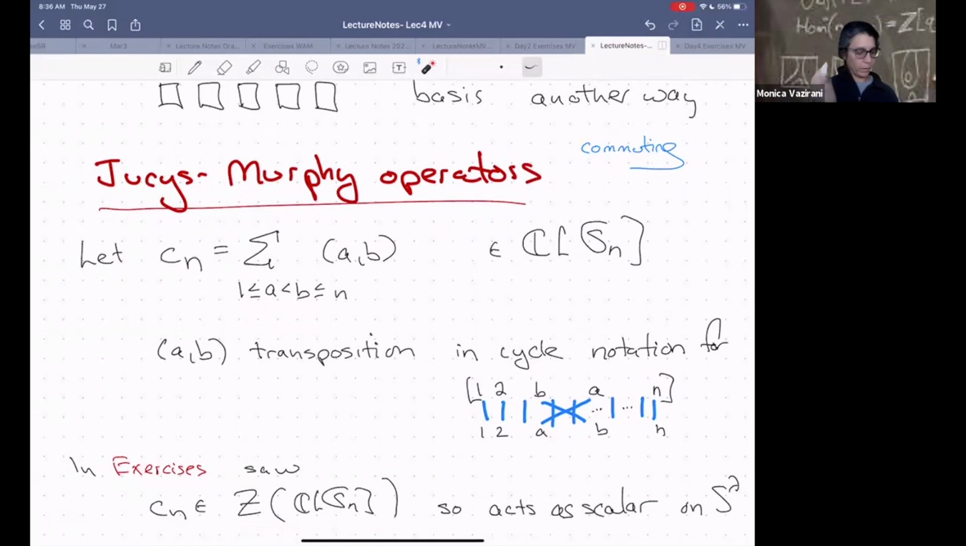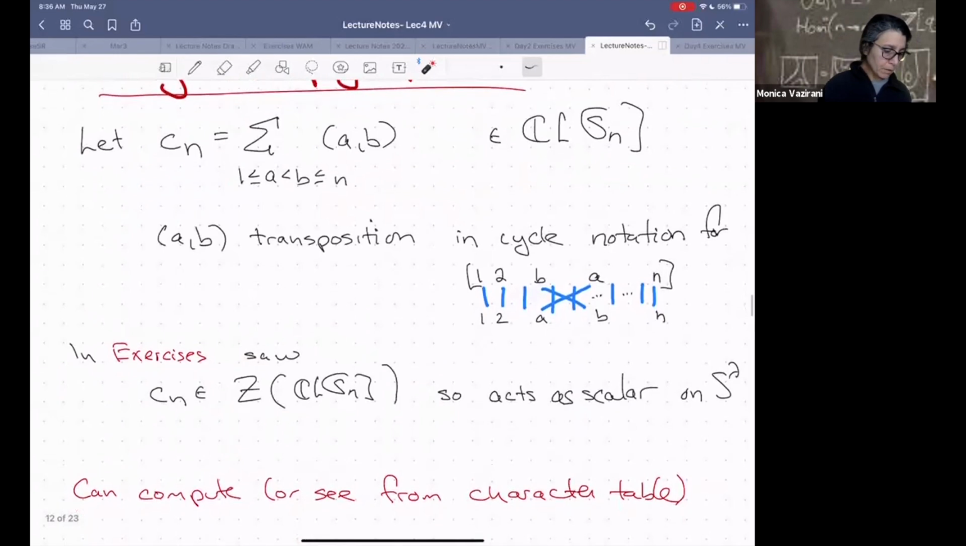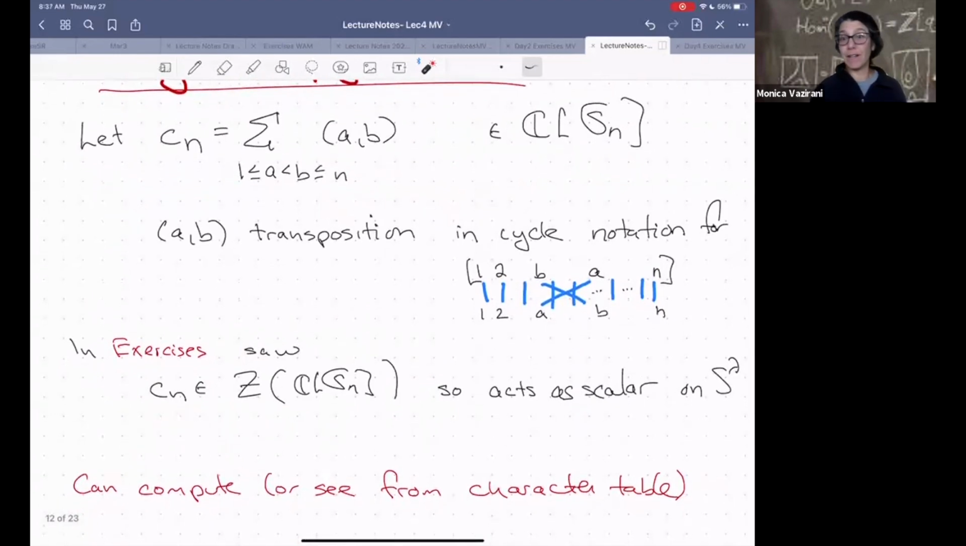If you're not sure why, you can go back and do that exercise. Because of Schur's lemma, since this element is in the center, it has to act as a scalar on any given irreducible representation, maybe different scalars on different representations, maybe the same, but by a scalar matrix, a multiple of the identity. So certainly this can be diagonalized, right? It's just one big scalar matrix.